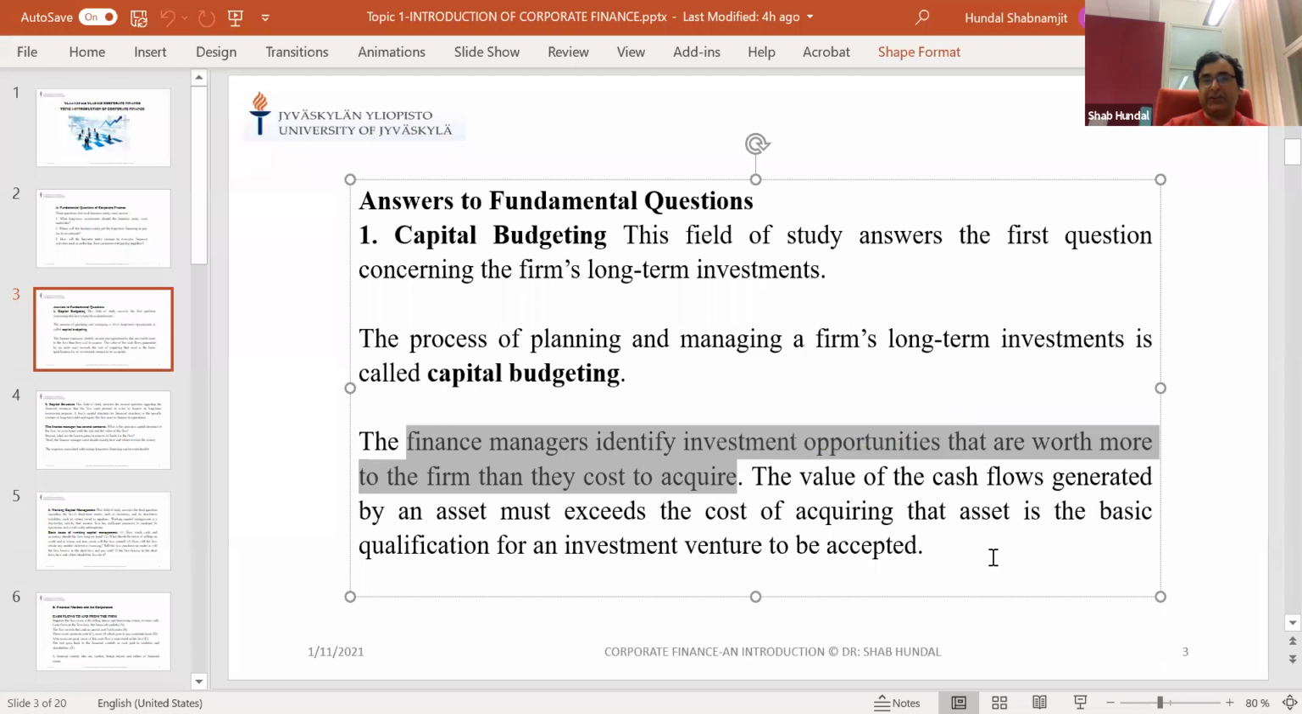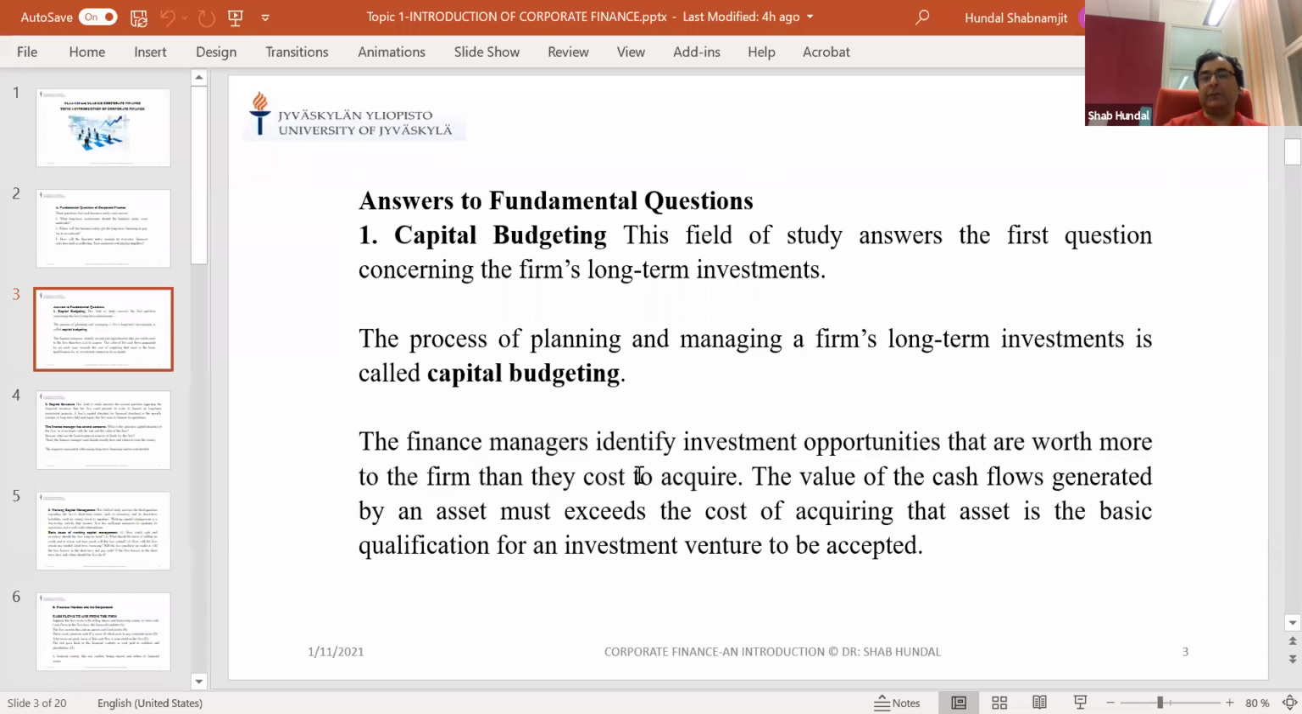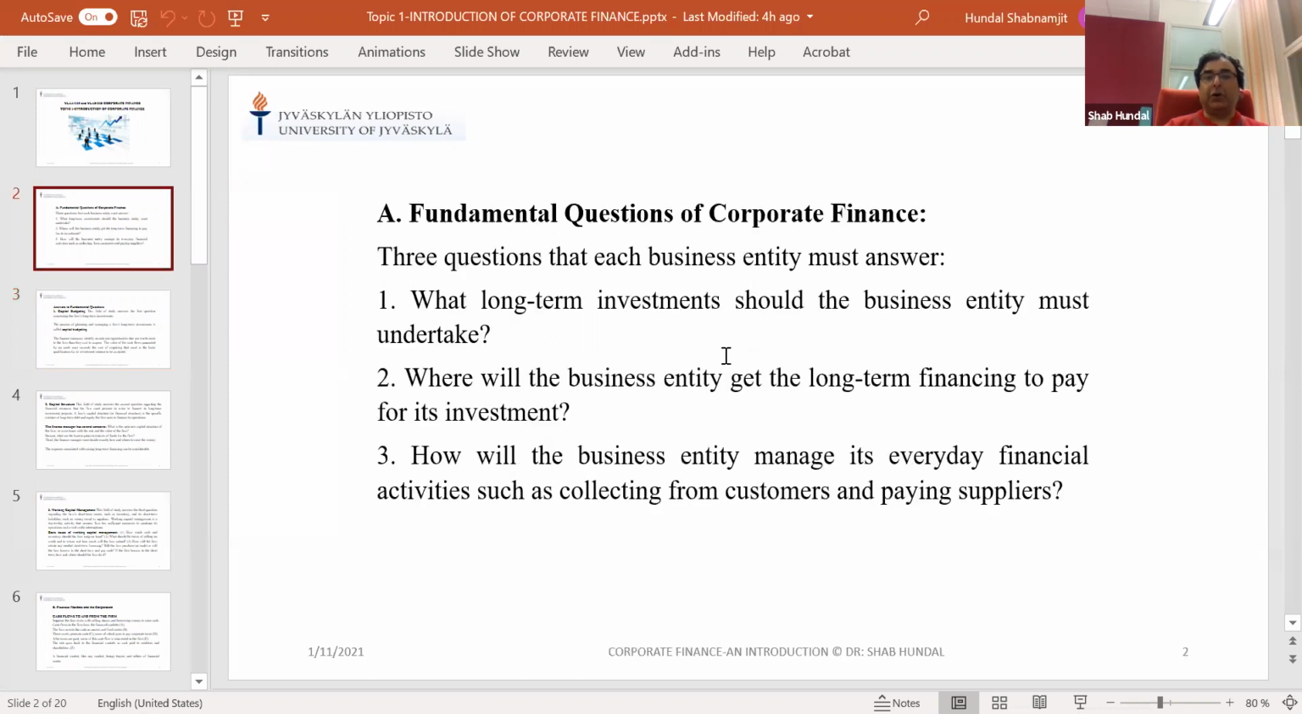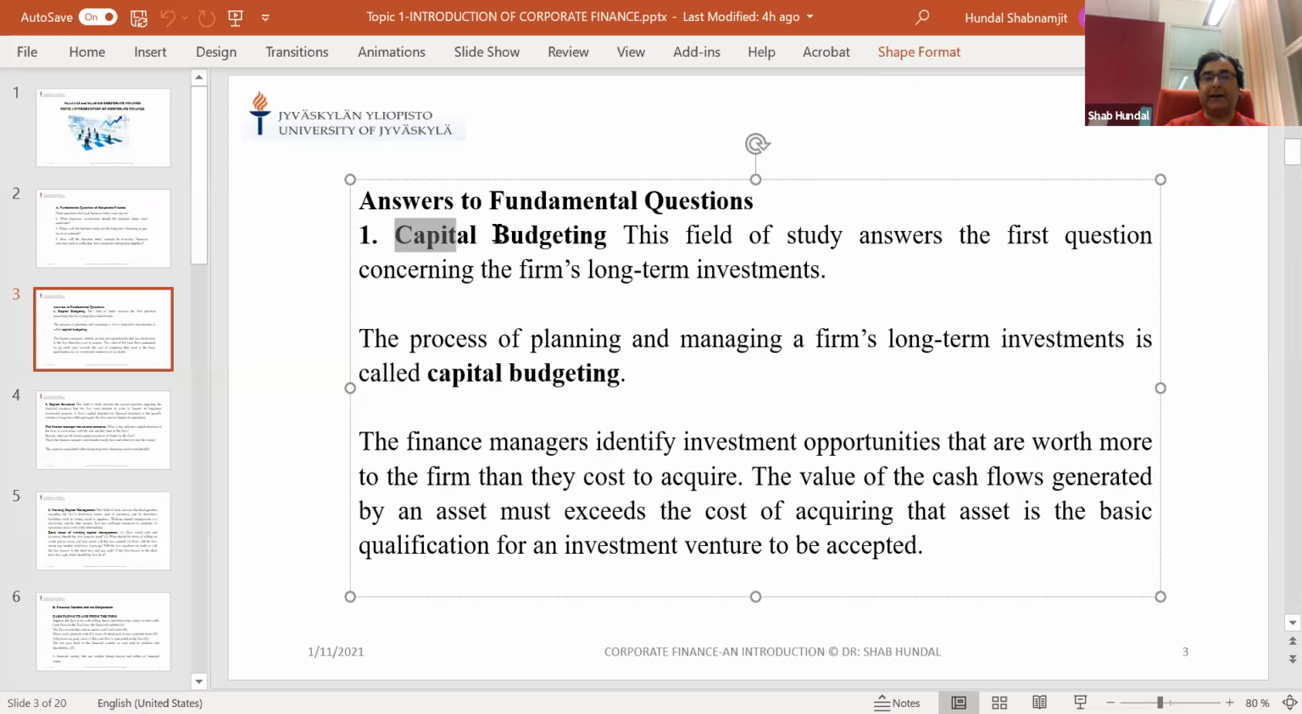It's easy to reject the projects, but it's far more difficult to choose which one to take and which one not to take, even though both of them seem pretty much promising. Okay. And for this, we apply different techniques. I will not discuss them today, but to answer your first question, that is, what long-term investment should the business entity undertake, we shall be heavily depending on the capital budgeting topic.